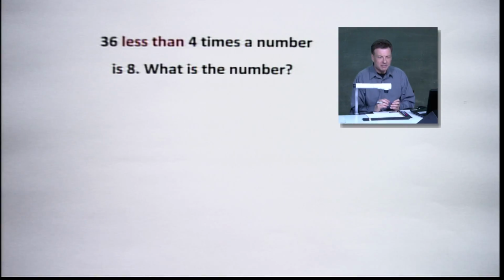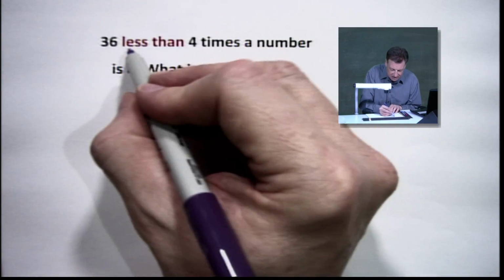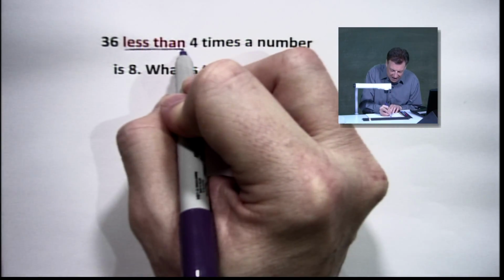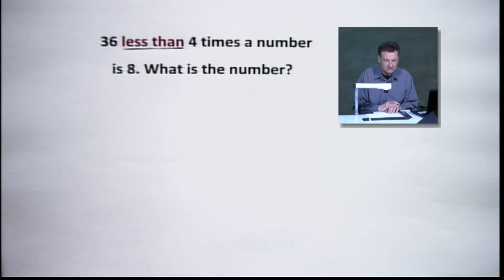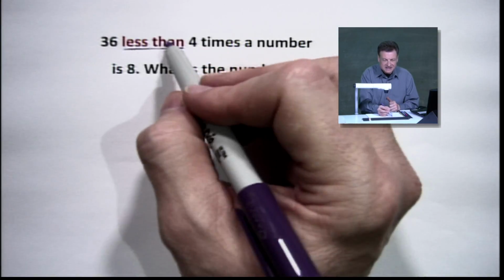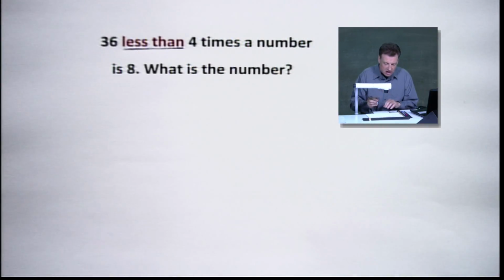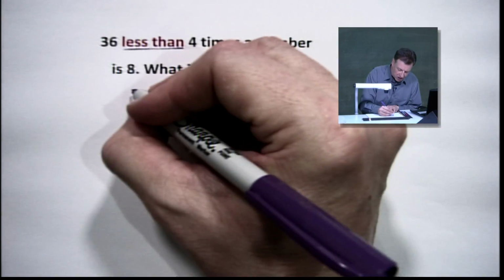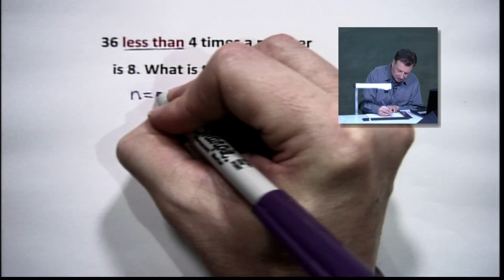Our next problem says 36 less than 4 times a number is 8. What is the number? Now notice I highlighted, and I'm going to even underline it, this "less than" because I want us to understand what we are going to do with it. Remember what we said, when we do less than, it makes things go in a reverse order. So what's going to happen here? First of all, let's name our number. We'll call our number n.